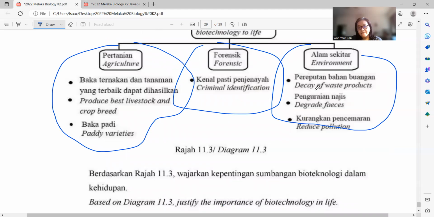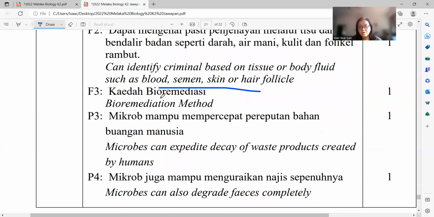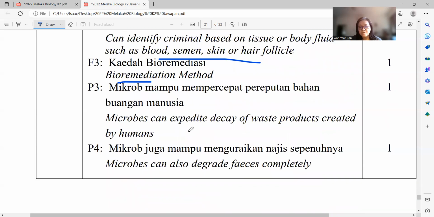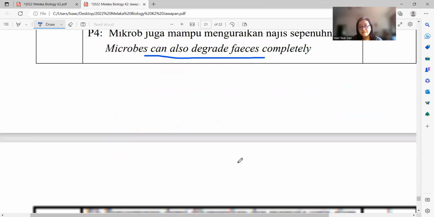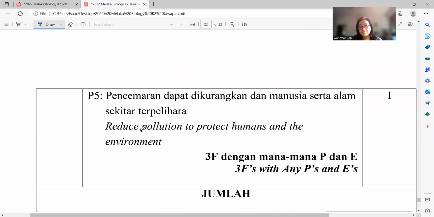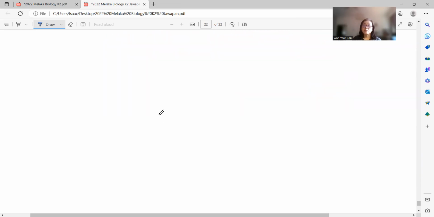And for environment: decay of waste product, degrade feces, reduce pollution. For example, you can use the bioremediation method, in which you use microbes to expedite the decay of waste products created by humans. Microbes can also degrade feces completely, either waste product or feces, so that you can reduce pollution to protect the environment and humans.